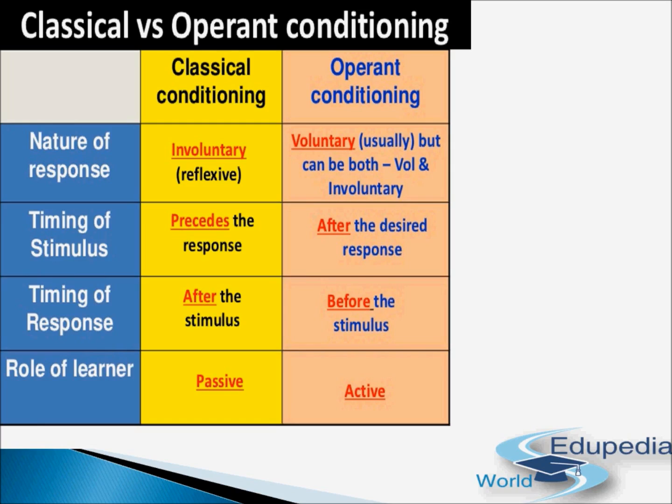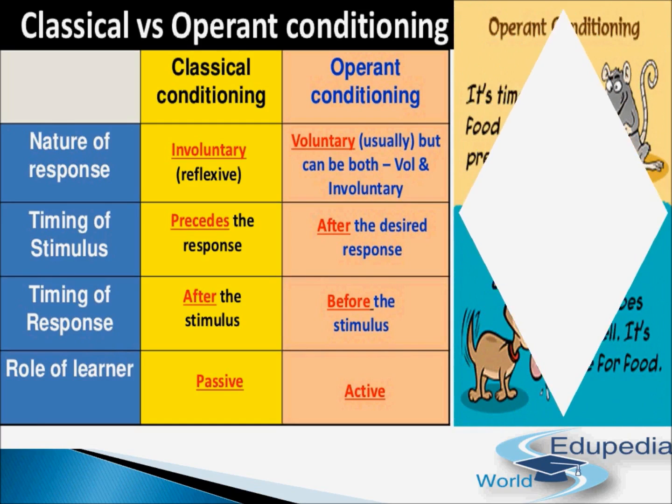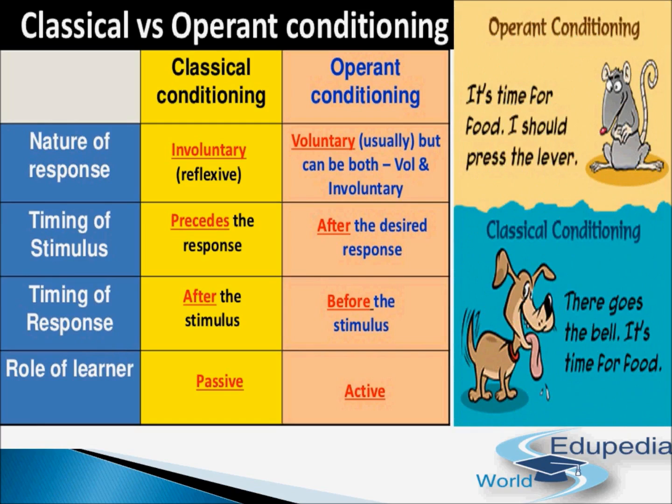The role of the learner in classical conditioning is passive, whereas the role of the learner is active in operant conditioning. Let us see this picture. In operant conditioning, it's a time for food, I should press the lever. Because he is getting the reward of the food, the rat knows it is time for me to press the lever. When he presses the lever, he gets the food.